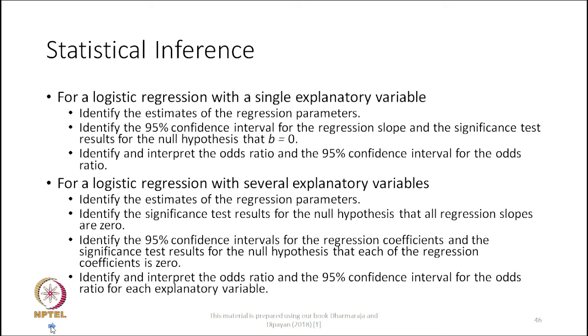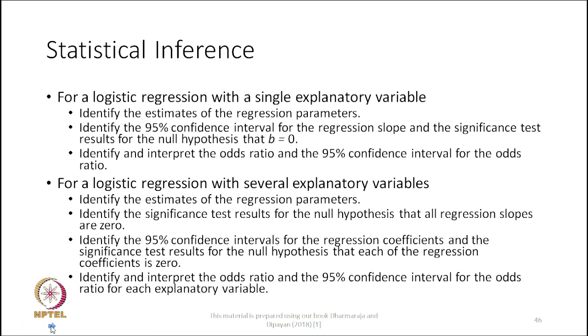Whenever you have more than one explanatory variable, or several explanatory variables, you can extend the concept we have discussed with the single explanatory variable in the same way. You can estimate the regression parameters. So, we can go for the null hypothesis that all regression slopes are 0. Also, we can go for a 95% confidence interval for the regression coefficients, and then you can go for hypothesis testing with the null hypothesis that each of the regression coefficients is 0.